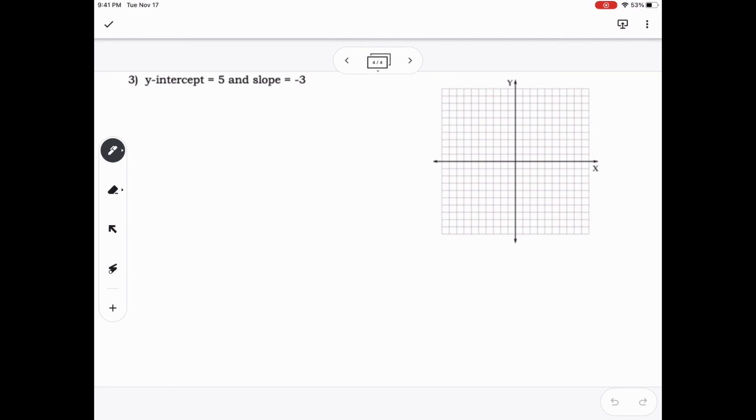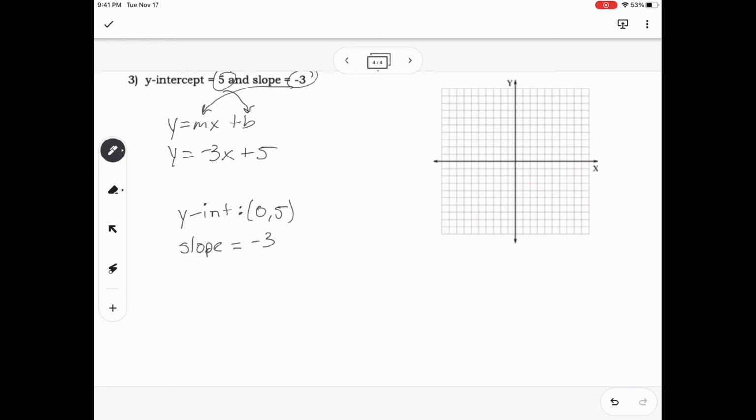Here, they give me the same information. So remember that it's y equals mx plus b. There's my slope, so I'll plug it in. There's my y-intercept, plug it in. So I get the equation -3x plus 5. My y-intercept in this case is going to be 0, 5. And then my slope is going to be -3.